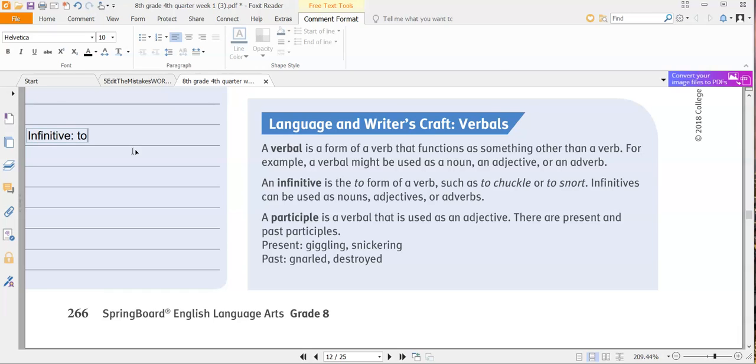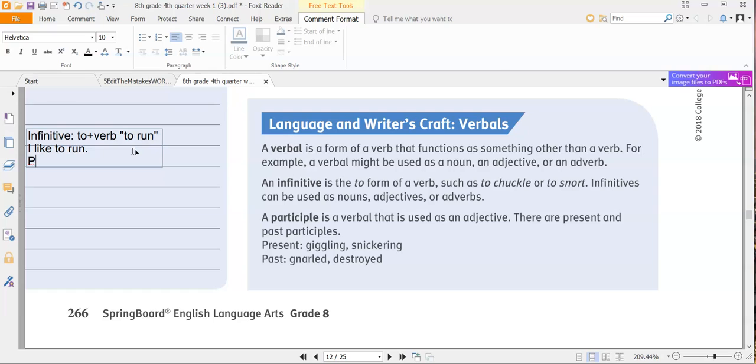So an infinitive is the to plus a verb. So for example, to run. In a sentence, I like to run, the infinitive is to run. And what it's doing is it's telling us what we like. So the verb in the sentence is actually like. That's our main verb that's supporting our subject. And then to run is our verbal, okay?